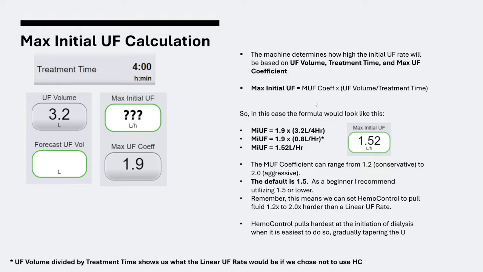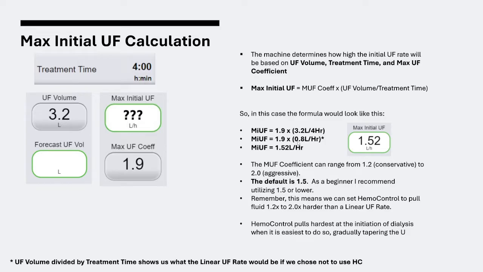I've got the formula right here. The max initial UF is equal to the MUF coefficient, remember that's just a multiplier, which in this case is 1.9, times our UF volume over our treatment time. UF volume over treatment time just gives you our linear UF rate. So what would the rate be if we just had to pull straight across over the full duration of treatment? In this case, our max initial UF is going to be 1.9 times 3.2, how many liters we're taking, over the duration of our treatment, which is 4 hours.